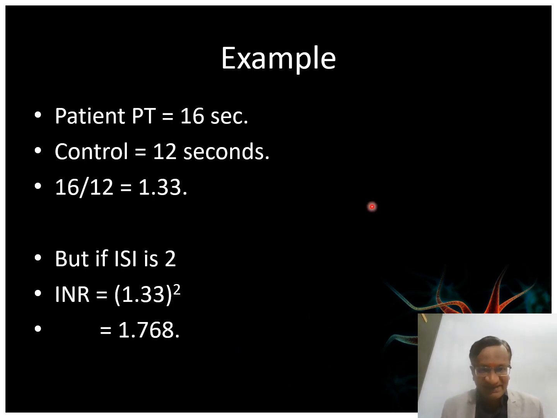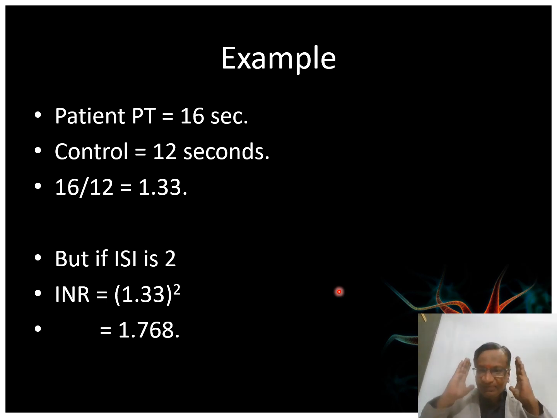Now we take an example. The patient's prothrombin time is 16 seconds. Now the control is 12 seconds. The normal prothrombin ratio is 16 by 12, that is equal to 1.33. Now if the international sensitivity index given by the manufacturer is 2, then it is 1.33 squared, that is 1.76. Understand? This is what is called the international normalized ratio.